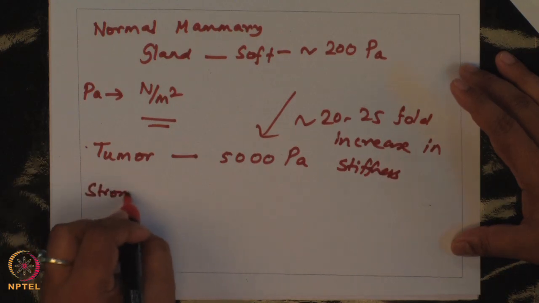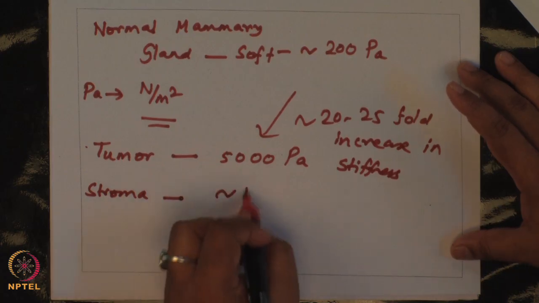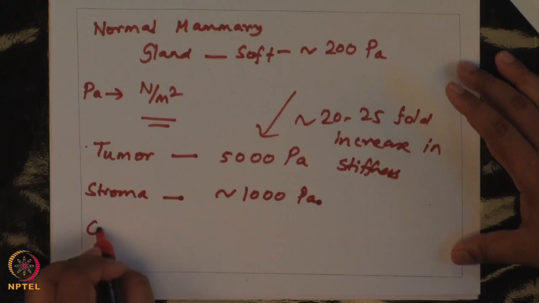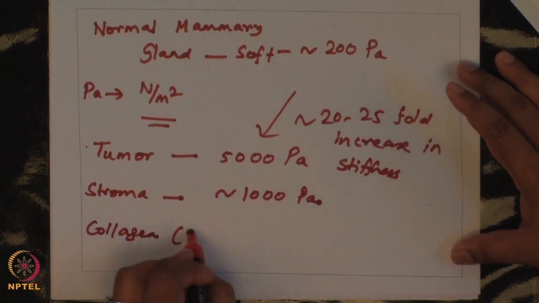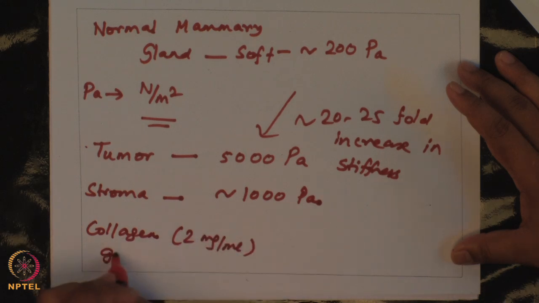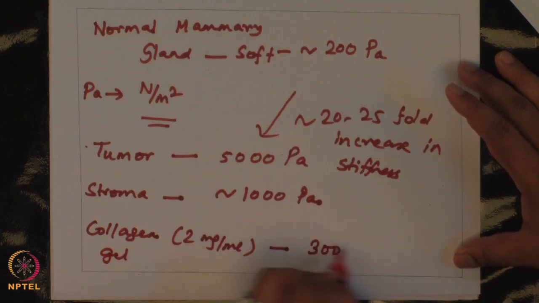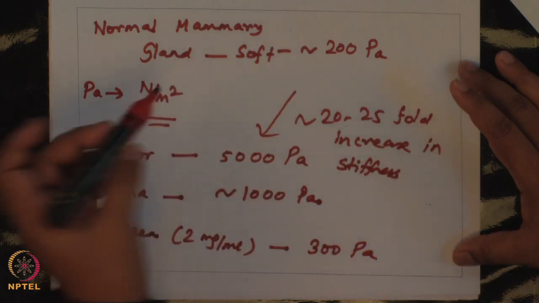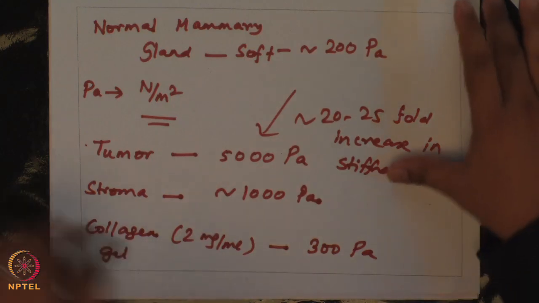The stroma which is attached to the tumor is of the order of 1000 pascals. While if you look at collagen, let us say a 2 mg per mil collagen gel, this has of the order of 300 pascals as stiffness. So, what you see is there is a drastic increase in the stiffness in case of cancer. The question then arises is this increase in stiffness driving cancer progression, driving cancer invasion, or is it a consequence of cancer?